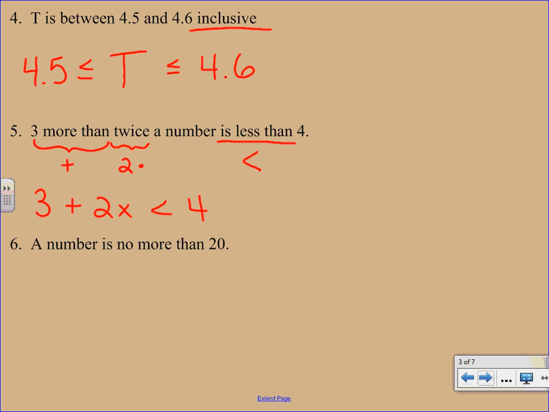And number 6, if you look at your chart above, is "no more than." That's the 4th one down on our table. So we just write x is less than or equal to 20.